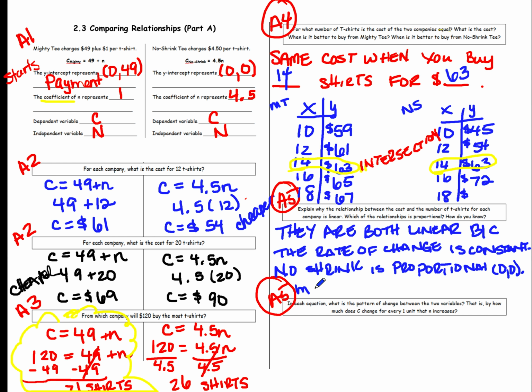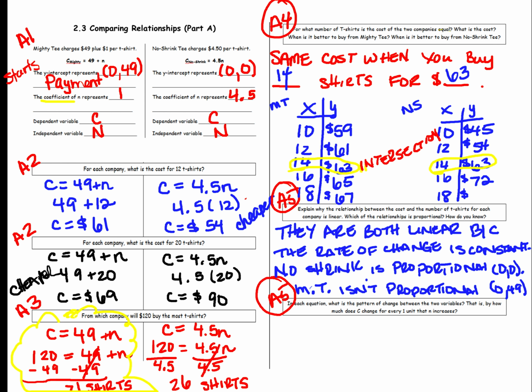Mighty T, and you can abbreviate it. Let's just call it MT. Isn't proportional. And that's because when X is 0, Y was 49. It was not 0.